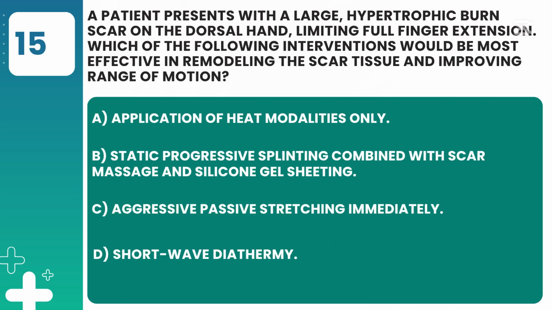Question 15. A patient presents with a large, hypertrophic burn scar on the dorsal hand, limiting full finger extension. Which of the following interventions would be most effective in remodeling the scar tissue and improving range of motion? A. Application of heat modalities only. B. Static progressive splinting combined with scar massage and silicone gel sheeting. C. Aggressive passive stretching immediately. D. Short-wave diathermy.